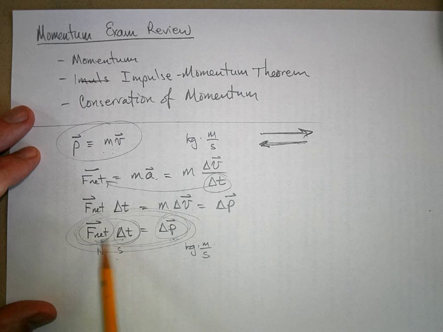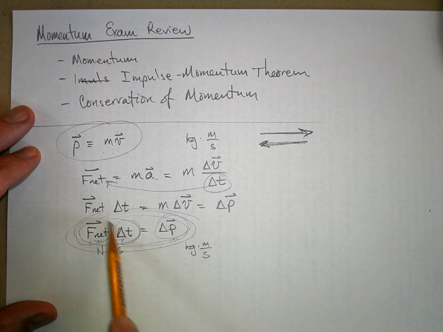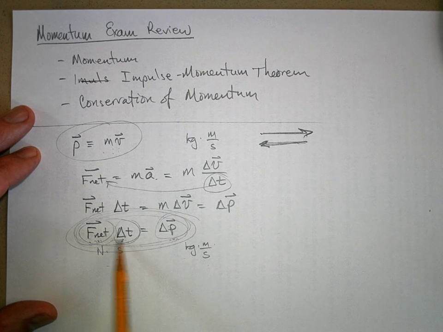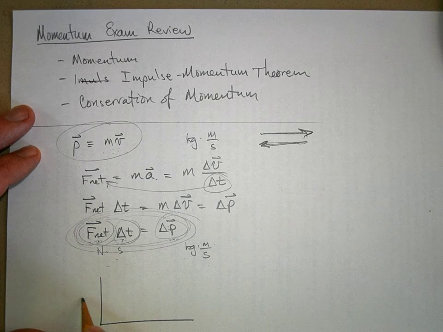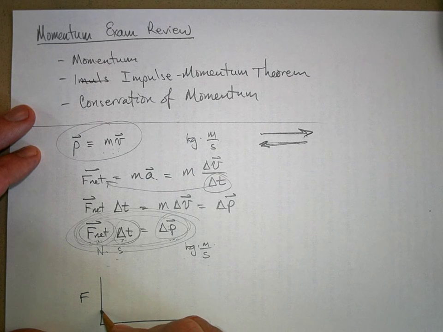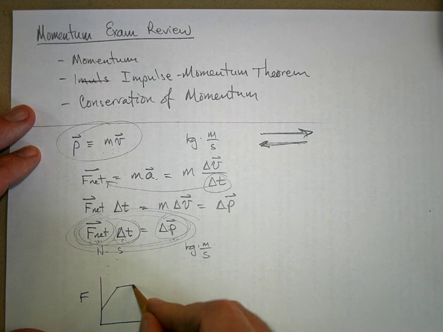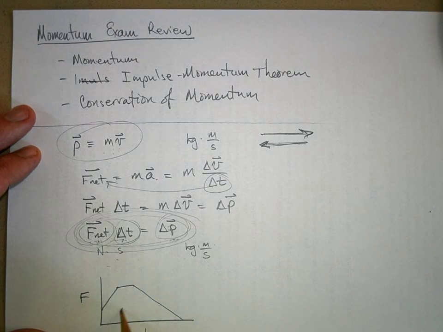Also, whenever you have a product like this, let's say force depends on time, how would you multiply them together? Well, you would just draw a graph. Here's a force versus time graph, and let's say I have something like this. What's the change in momentum here? Well, if this is force and this is time, the area underneath the graph represents our change in momentum.